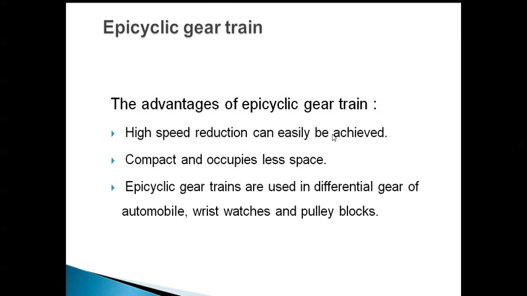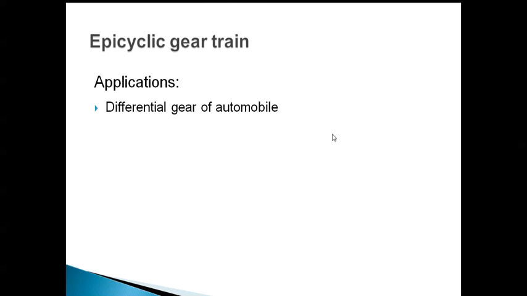So the main advantages of the epicyclic gear train are that high speed reduction can be easily achieved, and it occupies less space and is compact. Applications: differential gear of automobiles, wristwatches, pulley blocks, hoists, and so on, all use the epicyclic gear train.